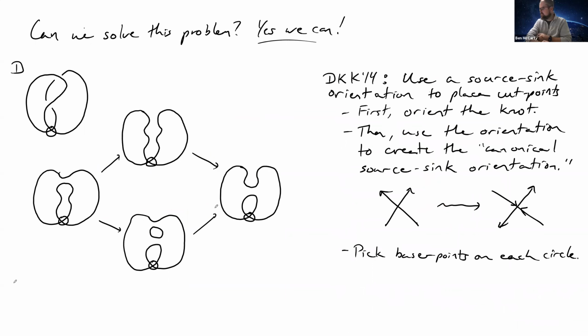And this was described. I'm going to look at the description that Kastner and Kaufman gave in 2014. They're implementing something similar to what Manturov did in 2007, but their description, I think, is useful to look at here. We're going to use a source-sink orientation to produce our sign convention.